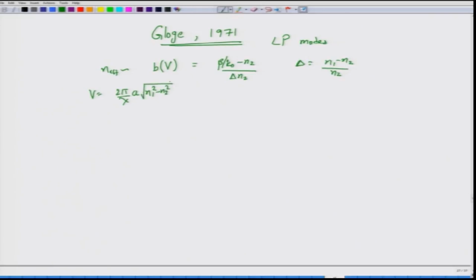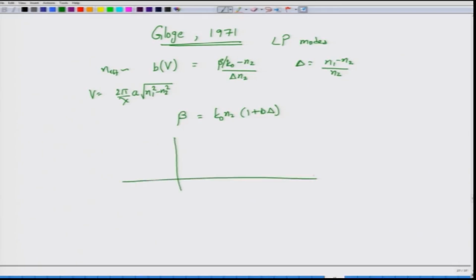The normalized frequency V is 2 pi by lambda times a times the square root of n1 square minus n2 square. Okay. What he did was to actually rewrite this beta, which is the propagation constant, in terms of the refractive indexes of the fiber itself. So, you are now looking at an expression where beta can be written as k0 n2 times (1 plus b delta), where b is the propagation constant of the mode that is propagating, and of course, you know from our earlier discussions of LP modes that there are many modes, and therefore, you have to be careful as to which mode is propagating. Okay.